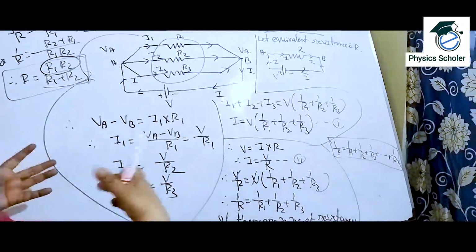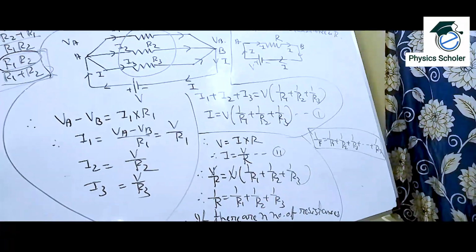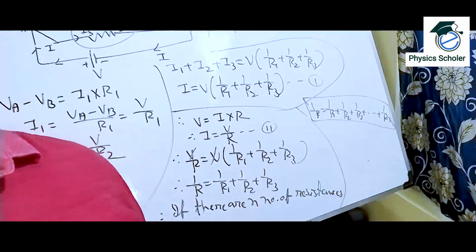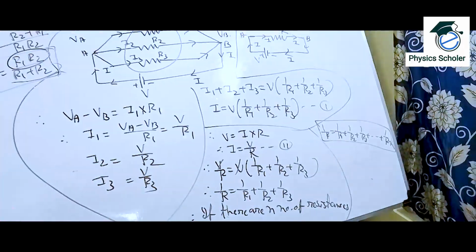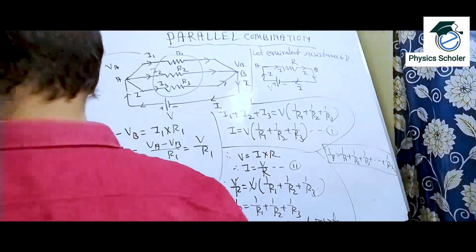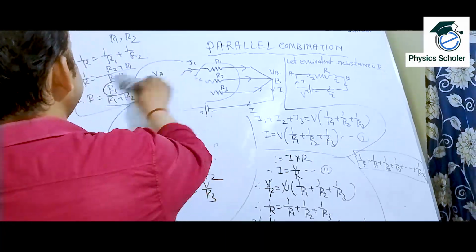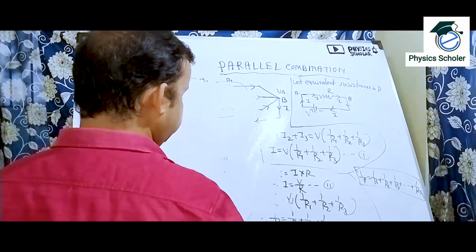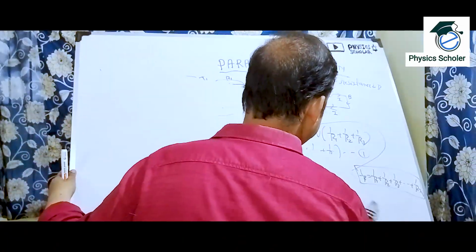And in general, what is the general formula? The general formula is 1 by R is equal to 1 by R1 plus 1 by R2 plus 1 by R3 plus dot dot dot plus 1 by Rn. This is the equation to find the equivalent resistance of resistances connected in parallel. I think you understand this part. The advantages of series and parallel circuits, you have understood now.